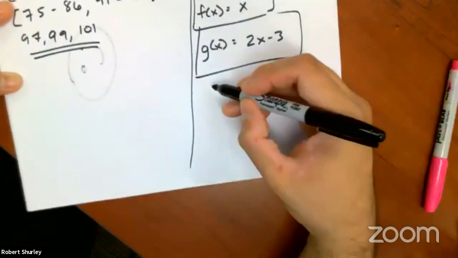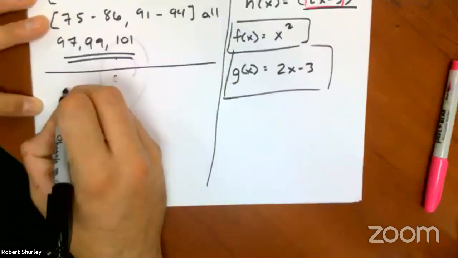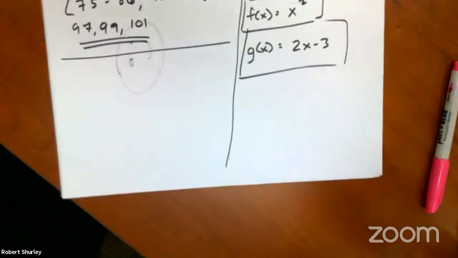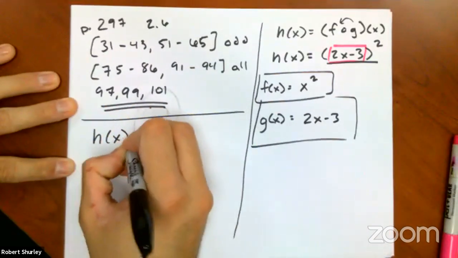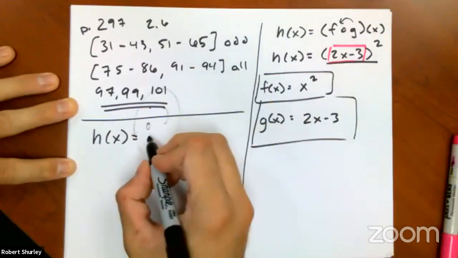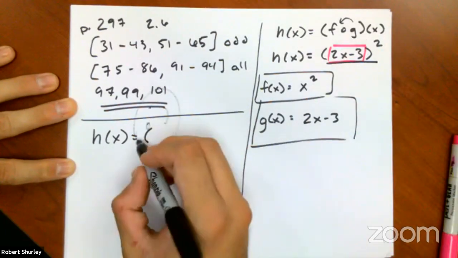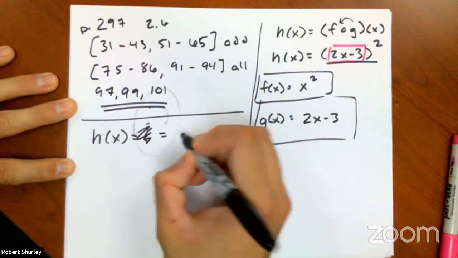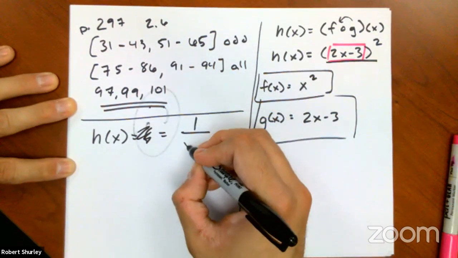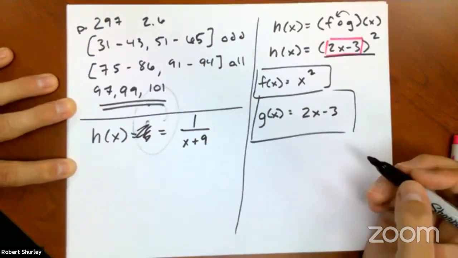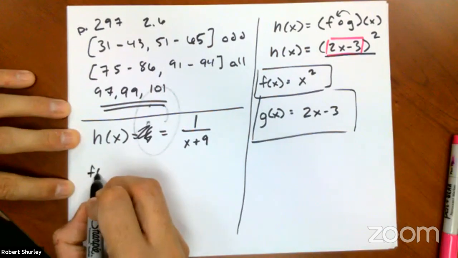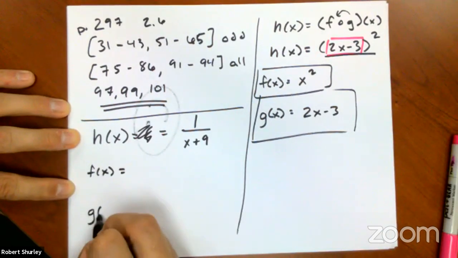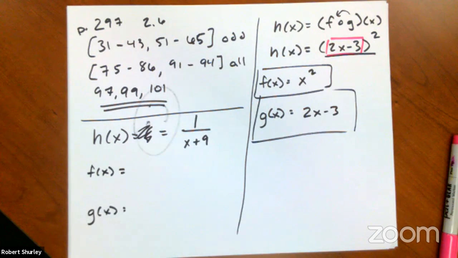Okay. So let's do another one. Let's say we've got h of x, same thing. h of x equals f composed of g. Okay. But now our h of x is, actually, hold on. h of x is 1 over x plus 9. Okay. 1 over x plus 9. And I want you to find f of x. And I want you to find g of x.